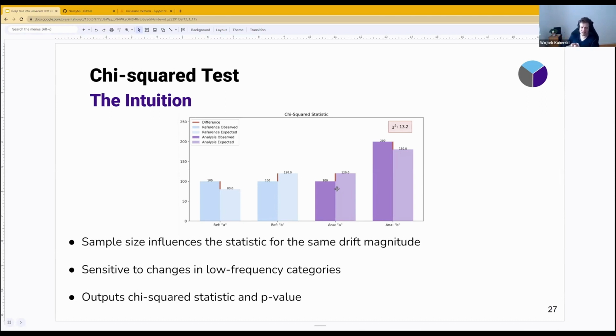It is also sensitive to changes in low frequency categories because it looks at this difference in frequencies, and it outputs chi-square statistic and p-value. So basically, it unfortunately has quite a lot of drawbacks, and we generally don't recommend using it, even though it's one of the standards for drift detection on categorical features.